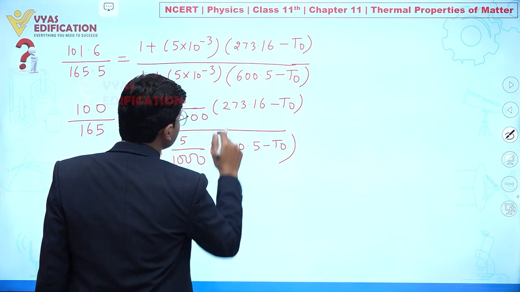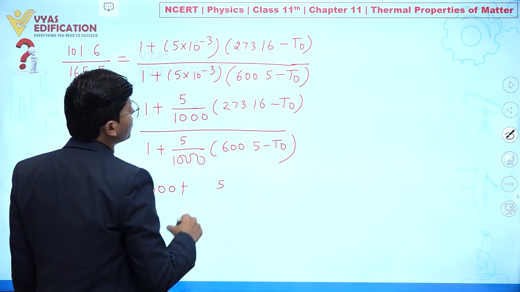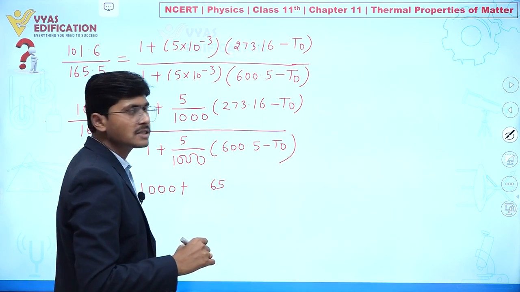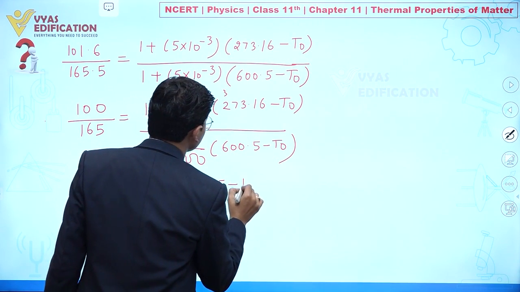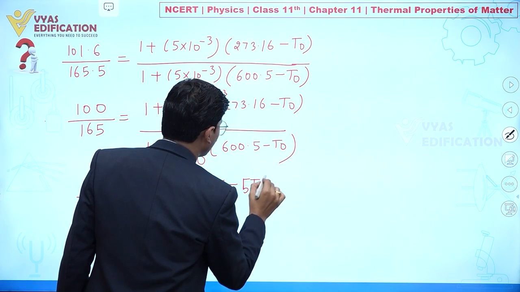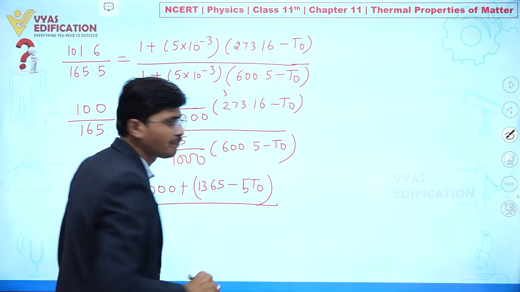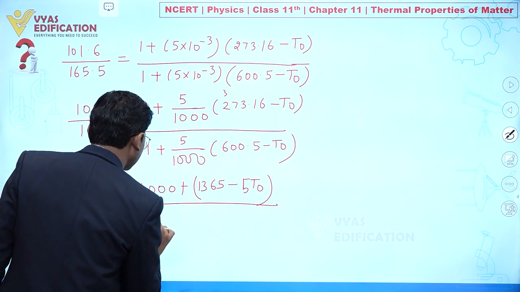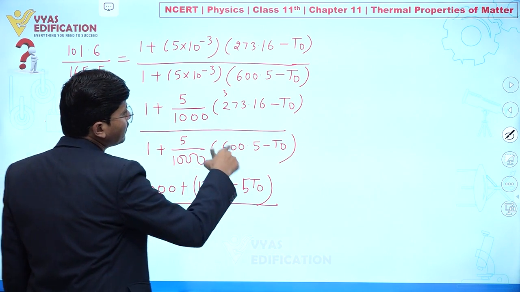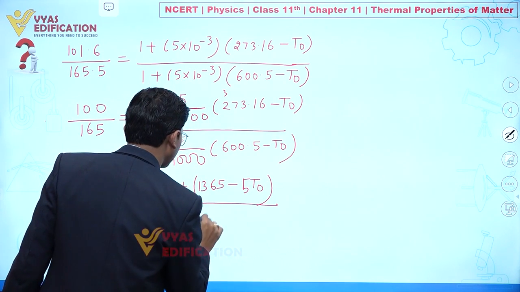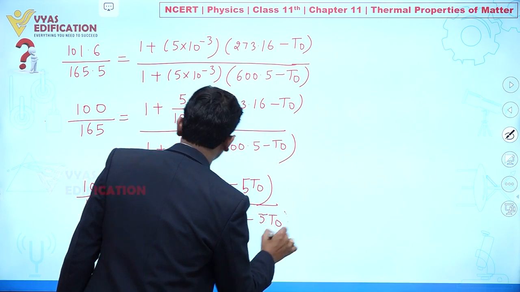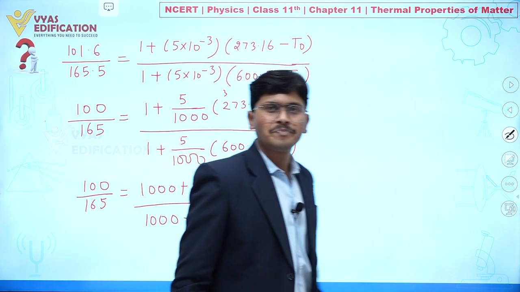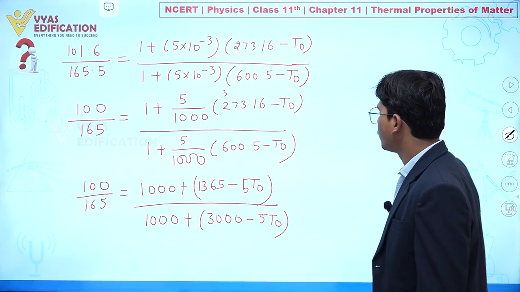Clear? 273 means we can see this is 15, we have 1, this is 36, this is 3, so 1365 minus this is 5 T naught. Clear? Divided by, now I can say this is equal to 1000 plus 5 multiply, let's suppose 600, so this is 3000 minus this is 5 T naught. Clear? So if you cross multiply, after cross multiply you can find value of T naught.